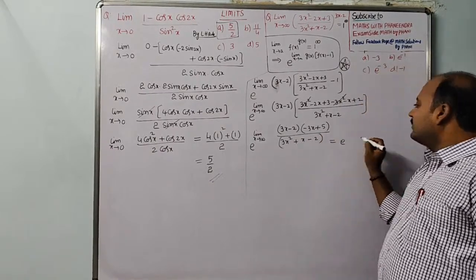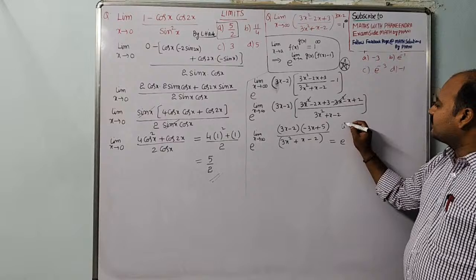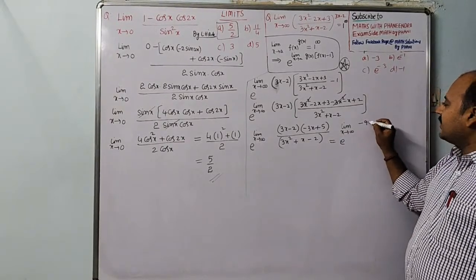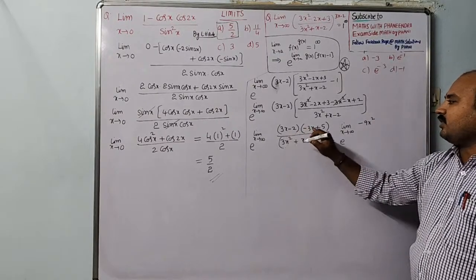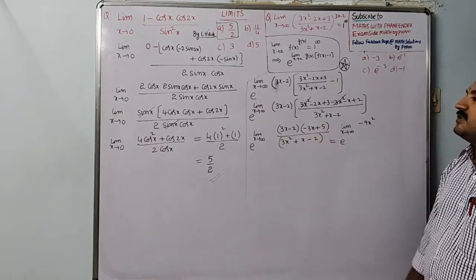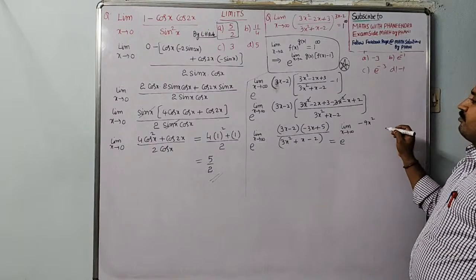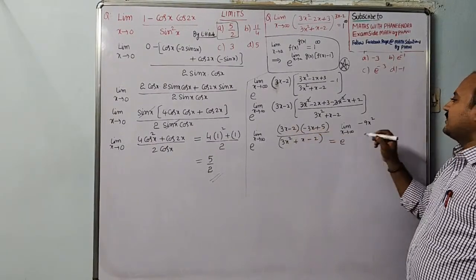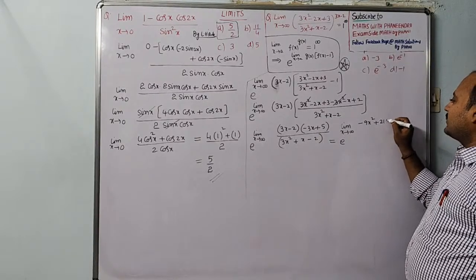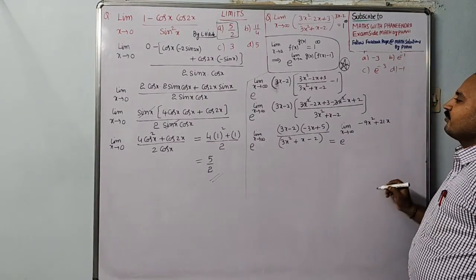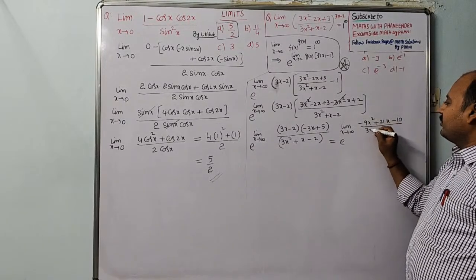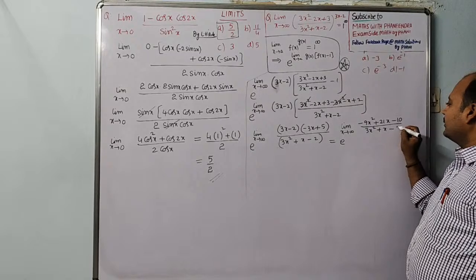So even simplify this, e power limit x tends to infinity, minus 9x square minus 9x plus 15x plus 6x plus 21x. Next minus 10 divided by 3x square plus x minus 2.